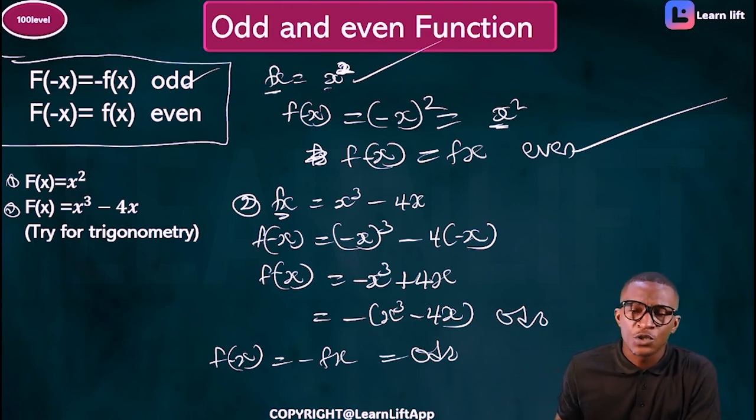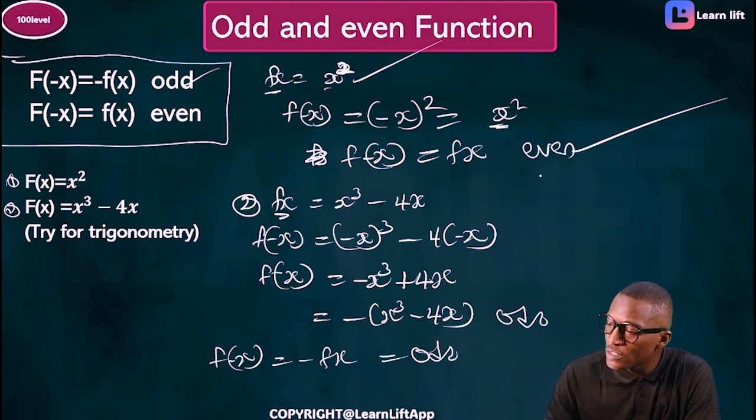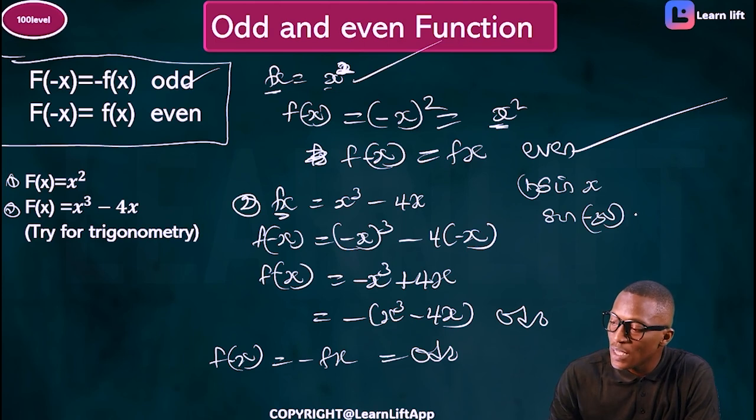Now you're going to try trigonometry. How do you try trigonometry? Try things like sine. Is sine odd or even? How do we check it? You can test with a number, sine of minus 30. And see, sine minus 30 will give you minus 0.5. That means sine is odd.